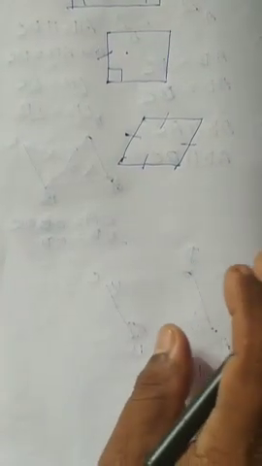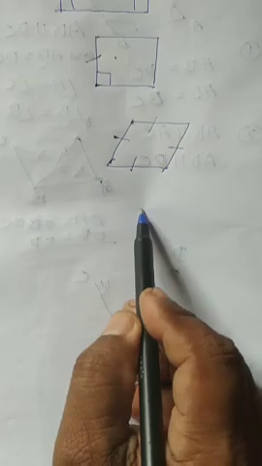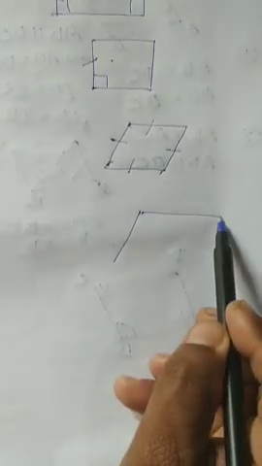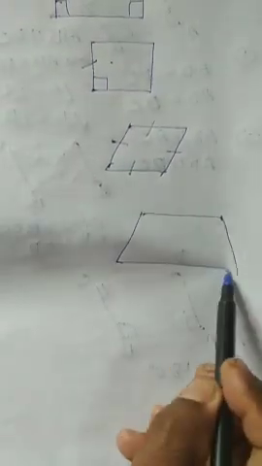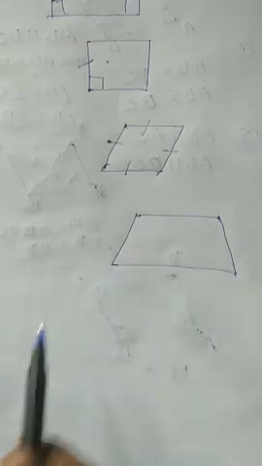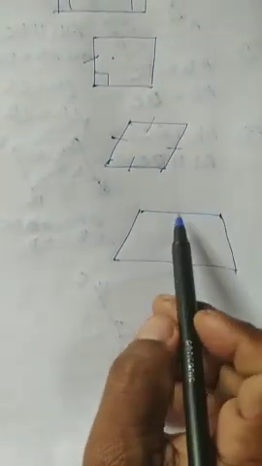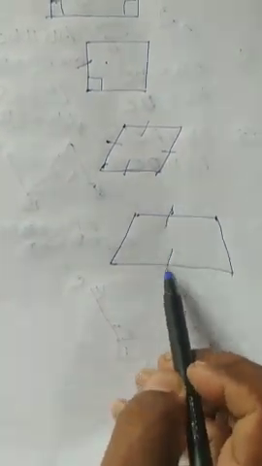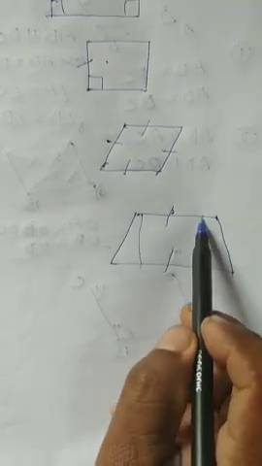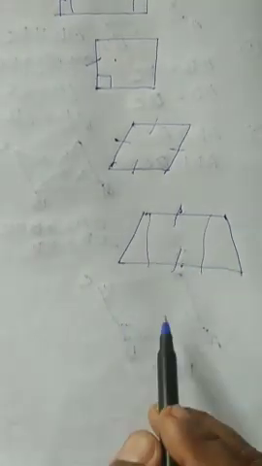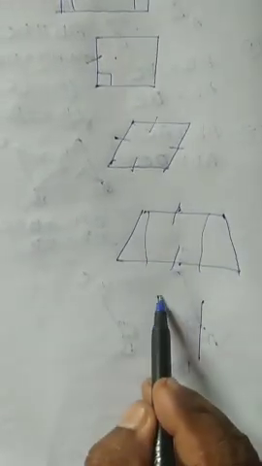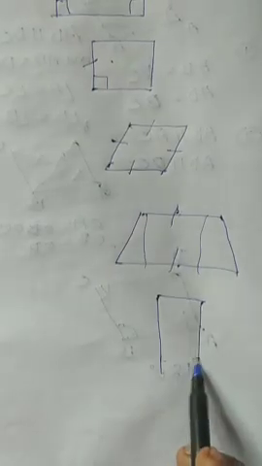Now to define a trapezium. A trapezium is not possible to define from a parallelogram. So the definition of a trapezium: only a quadrilateral whose one pair of sides is parallel. The distance between these two lines is equal. So these are parallel. If this is parallel to this, then it is also a trapezium. So this is the definition of a trapezium.